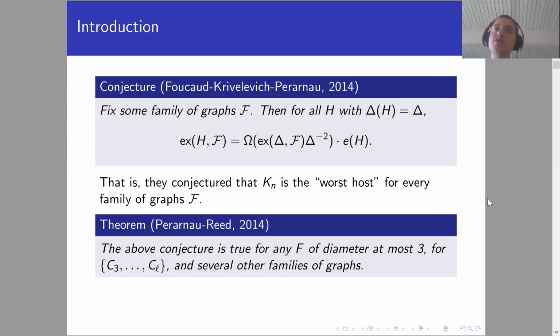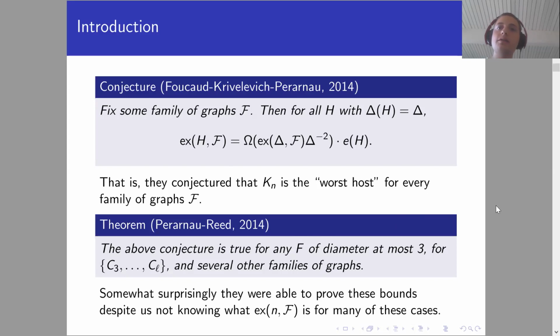So in particular, they proved it's true if you're looking at a single F which has diameter at most 3. They also proved it's true if you look at all the cycles of length up to L, and a couple other families of graphs. And in particular, I'll highlight that they were able to prove this result despite, in many of these cases, us not knowing what the classical Turan numbers are. So for example, it's a very famous open problem of Erdos and Simonovits to determine the classical Turan numbers of the cycles up to length L.